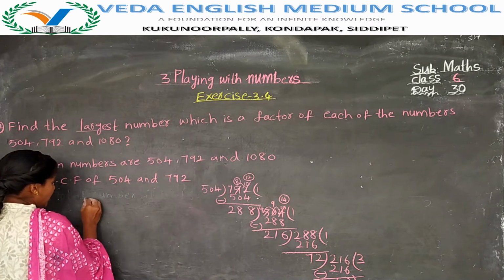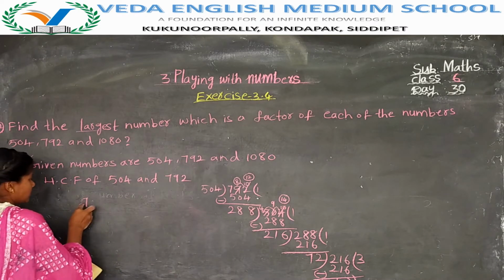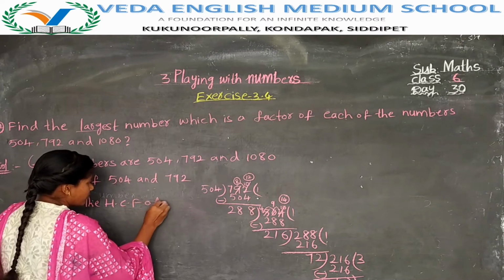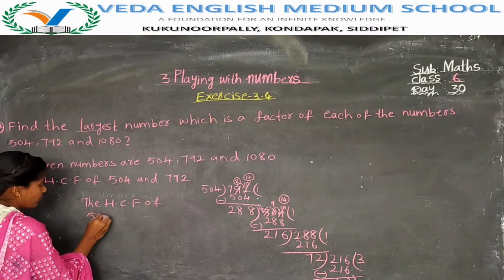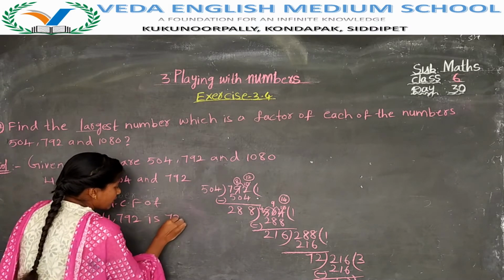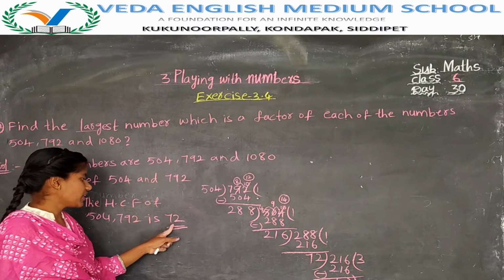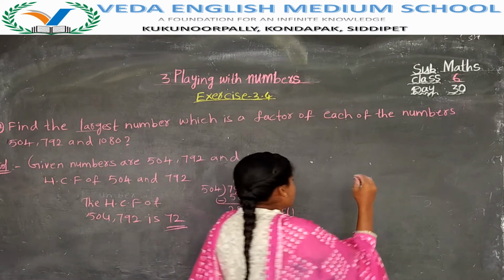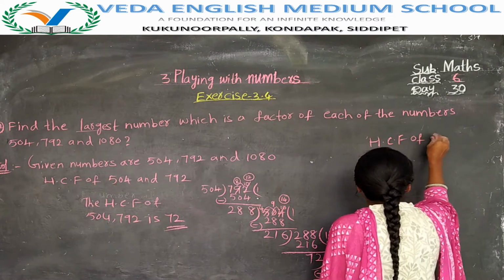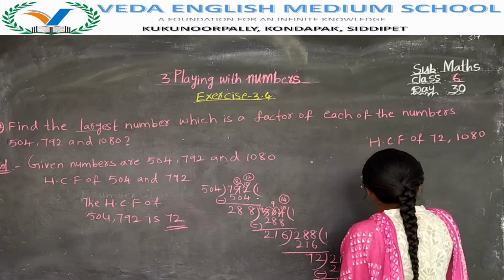So here you have to write the HCF of 504 and 792 is 72. Now, two numbers have been completed, one more number is left. The number 72 with 1080. HCF of 72 and 1080. Now 72 and 1080.